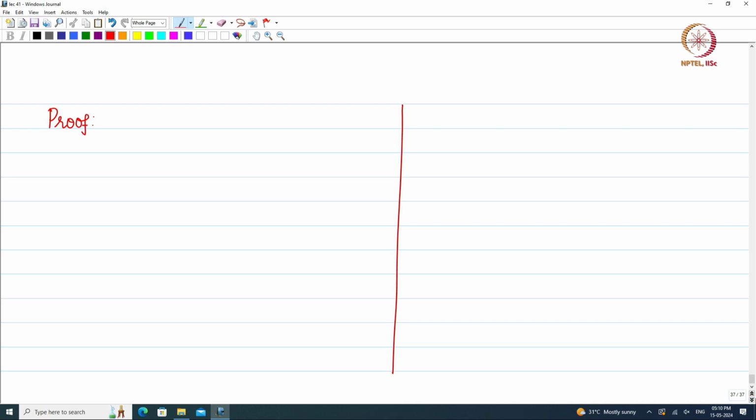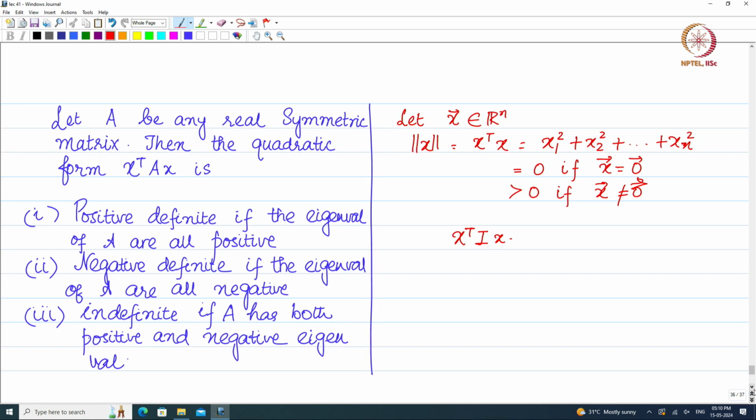What is the proof for? This proof is basically for this, positive definite in terms of the eigenvalues. So, we are going to look at the proof for this.